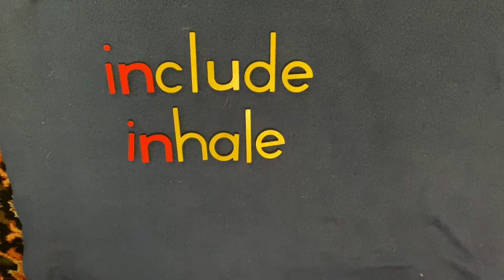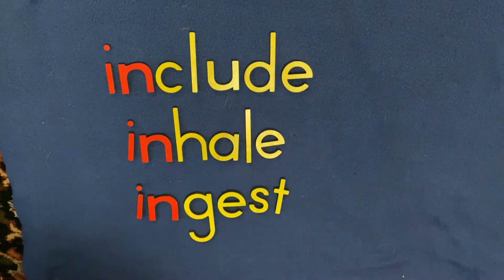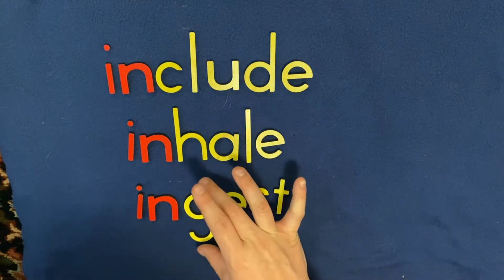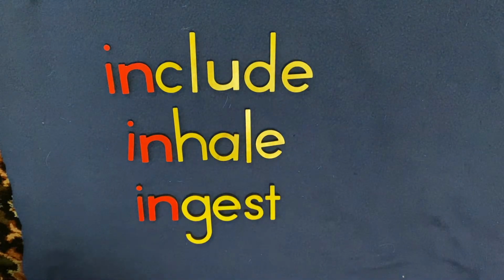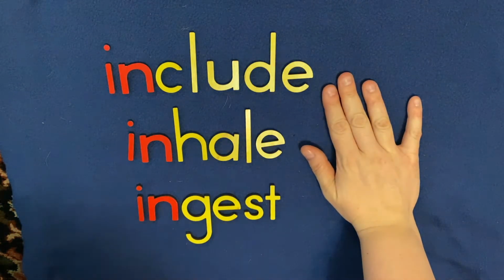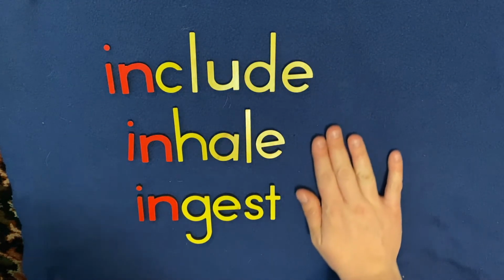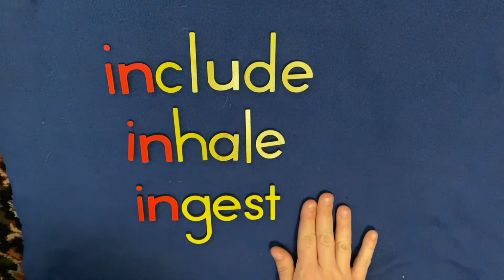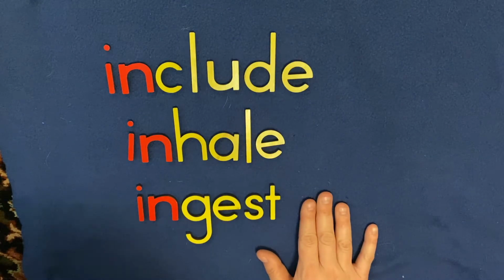Let's do one more. Ingest. Well, ingest means to put something in your body, specifically through your mouth. So I'm going to ingest this ice cream and it's going to be lovely. So that means that ice cream is going into my body, specifically through my mouth. So include means to have someone join you, come into the group. Inhale means to breathe air or a smell into your lungs. And ingest means to put something into your mouth and swallow it. So do you hear the into? Into, yes. So in this case means into.